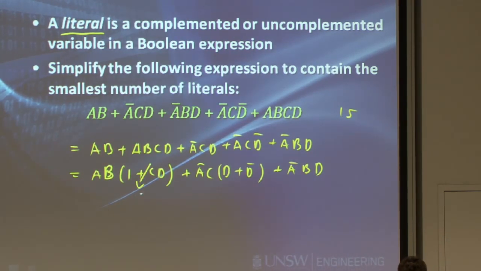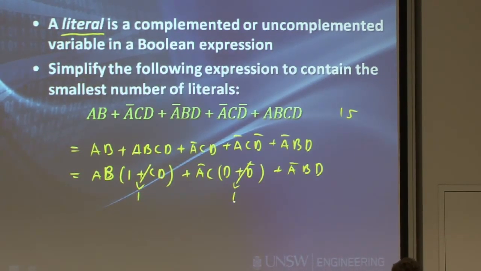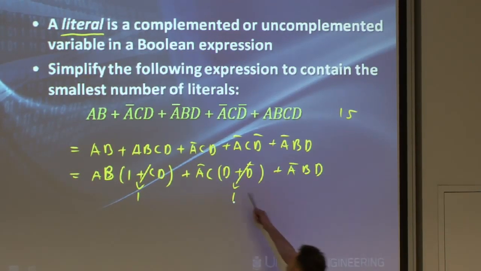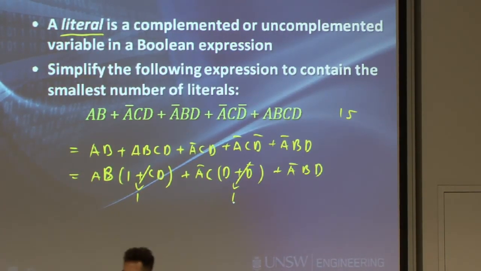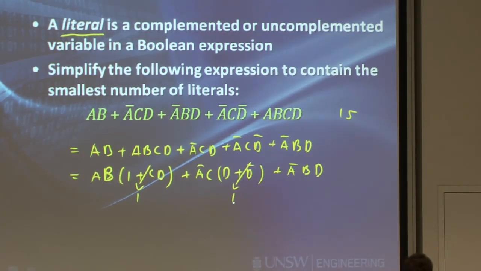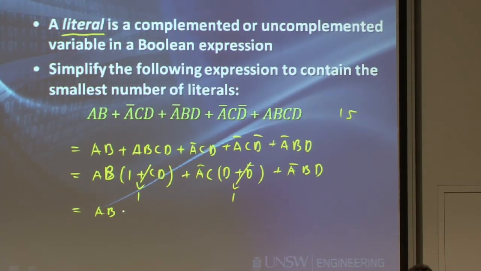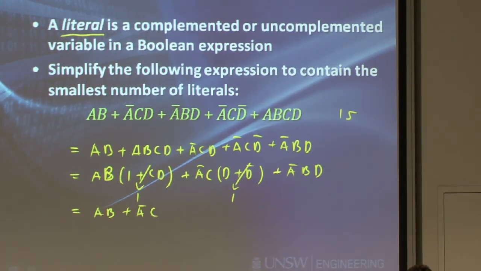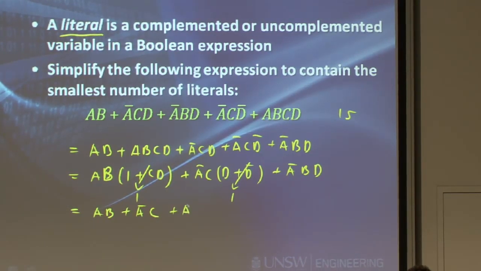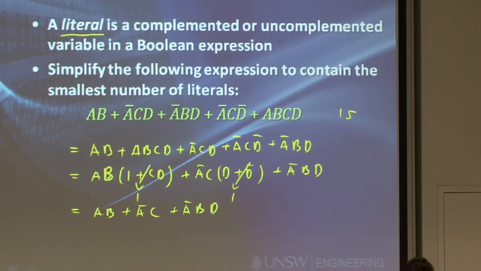Obviously, this becomes a 1 because 1 or something is always a 1. This also becomes a 1 because something ORed with its complement is always a 1, because one of them has to be a 1. And I end up with AB or not AC or not A, B, D. Can I simplify it any further?